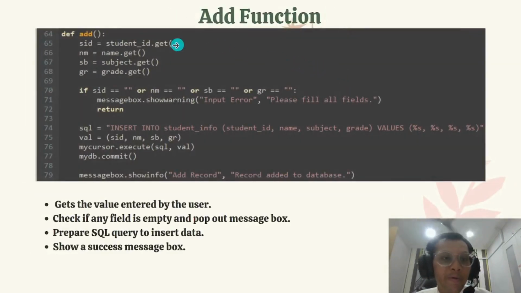Next, we're going to move on to the add function. This line retrieves the input data from the user. It will get the value entered by the user for student ID, name, subject, and also grade. If any of these four is empty, a message box will pop up with a warning that says please fill all fields. Then this prepares the SQL query to insert the data into the student info table.